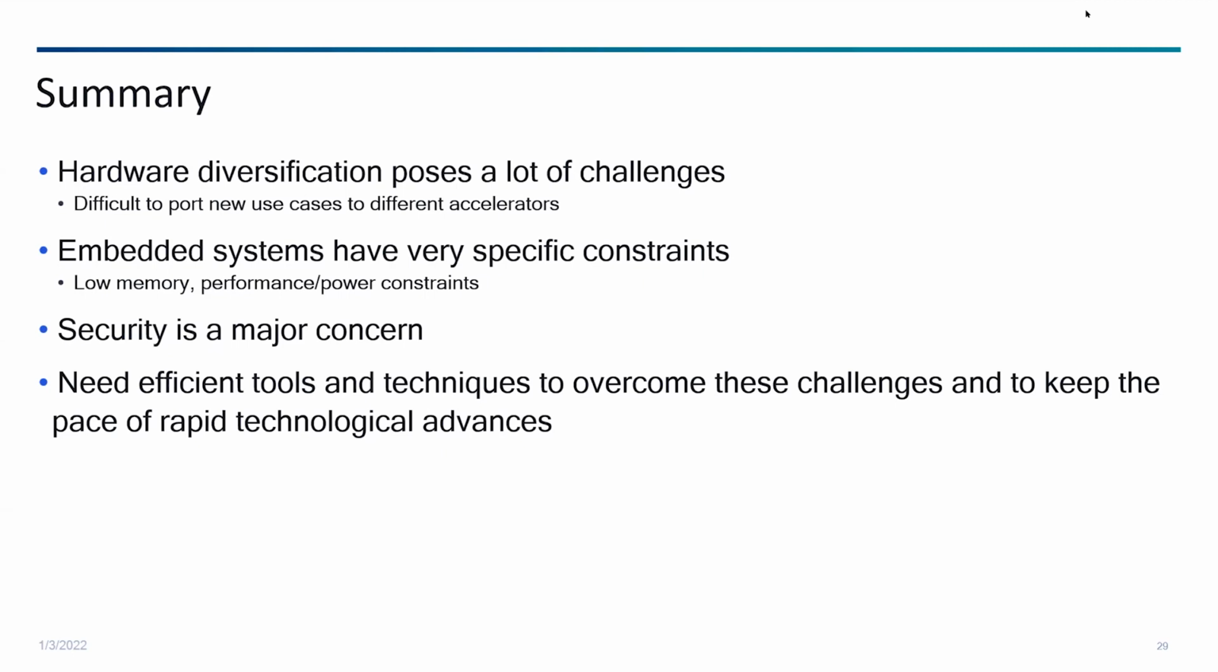Embedded systems have very specific constraints: low memory, performance and power constraints. So you have to do more per milliwatt, more per cycle. Security is a major concern. We need efficient tools and techniques to overcome these challenges to keep up the pace of rapid technological advances. So the tool chain or the compiler is very, very important in the current day scenario.